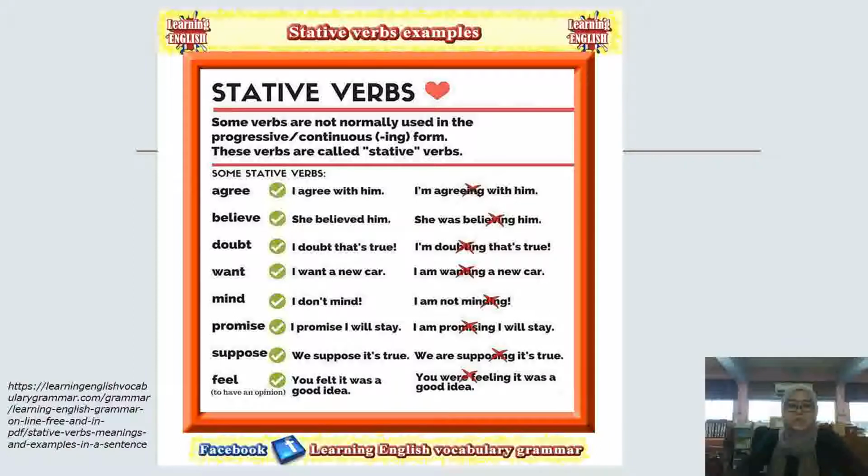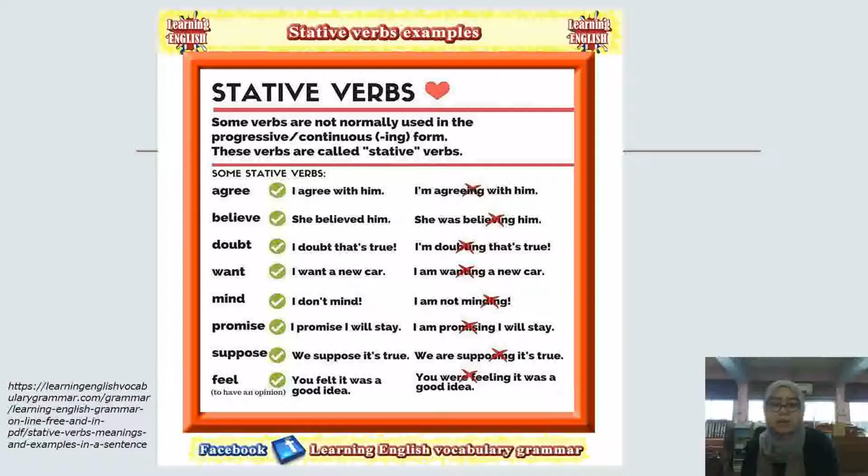The first stative verb is agree. I agree with him. We do not say I'm agreeing with him. Number 2, the next verb, believe. She believed him, and we do not write she was believing him. It is wrong. Number 3, the word doubt. I doubt that's true, and we do not say I'm doubting that's true.